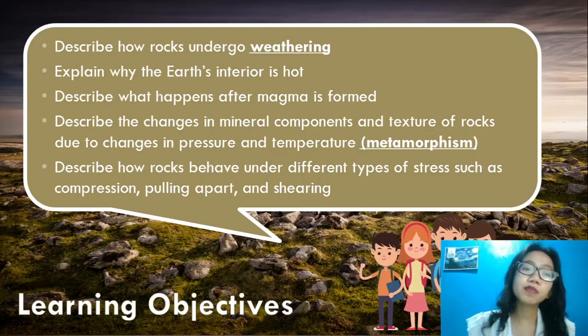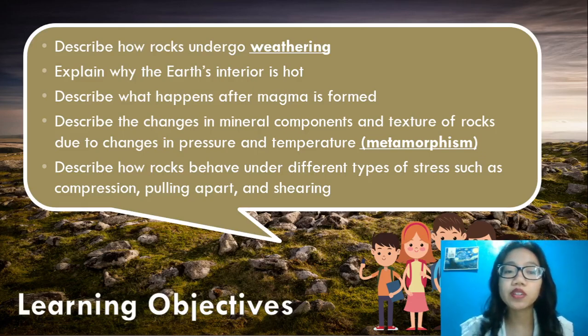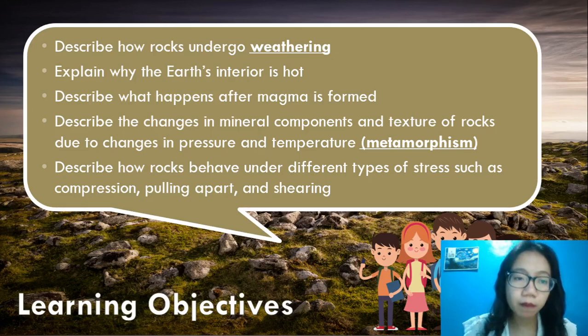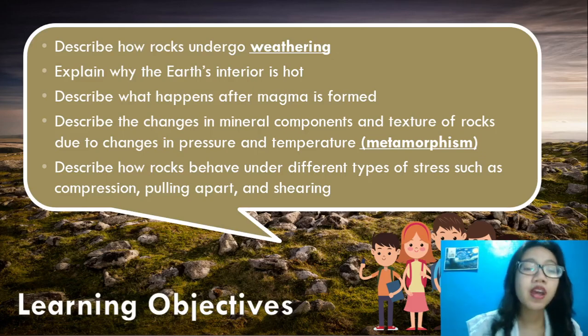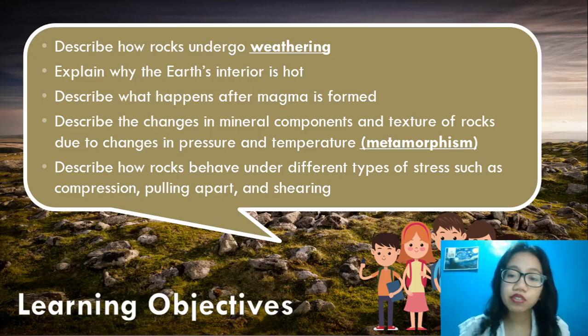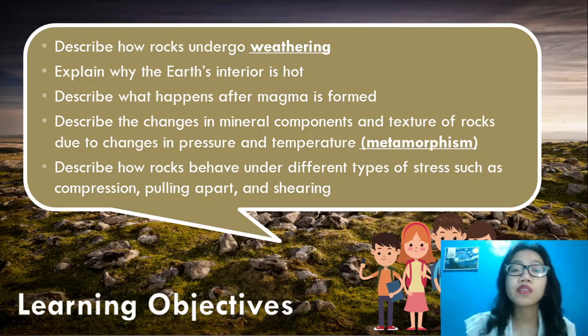So for our learning objectives, we will describe how rocks undergo weathering, explain why the Earth's interior is hot, describe what happens after magma is formed, describe the changes in mineral components and texture of rocks due to changes in pressure and temperature, which is called metamorphism, describe how rocks behave under different types of stress, such as compression, pulling apart, and shearing. So you will notice from the learning objectives that we are deep into Earth science.